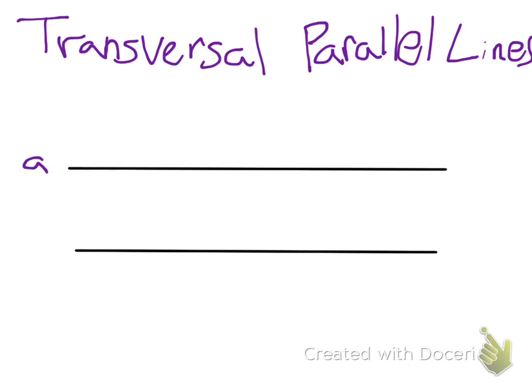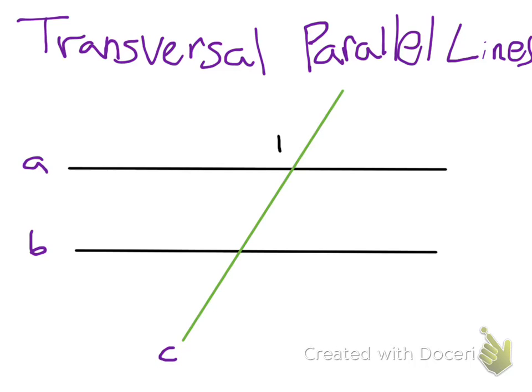Now, the word transversal, so we've got two parallel lines there, A and B. The word transversal means a line that crosses at least two other lines. And it can cross it in a lot of different ways. It could be straight up and down. It can be side to side. In this case, our green line, or line C, is transversal, and it's kind of going at a little bit of an angle there because we're going to be focusing on our angles today for our transversal parallel lines.